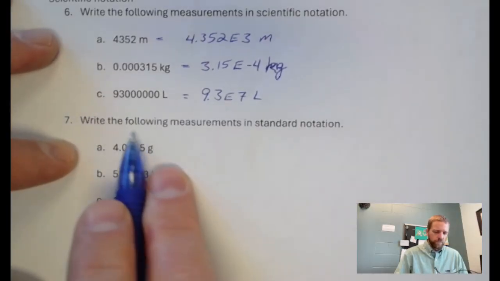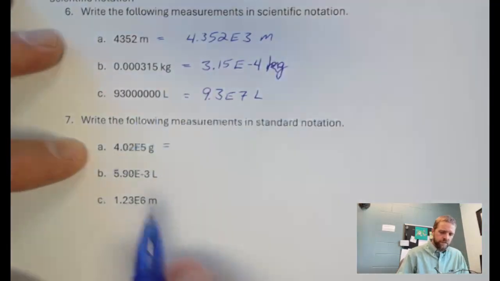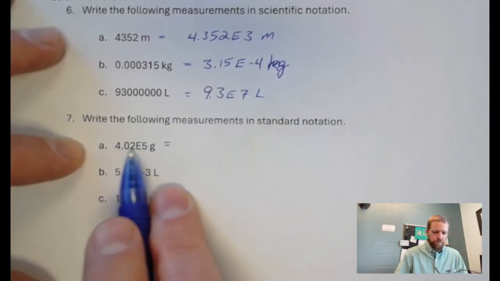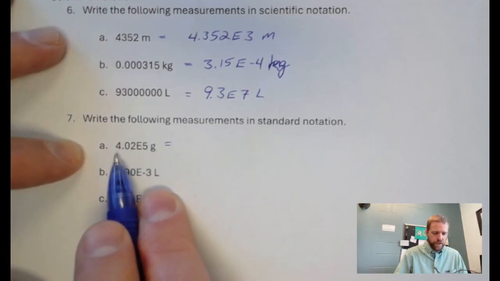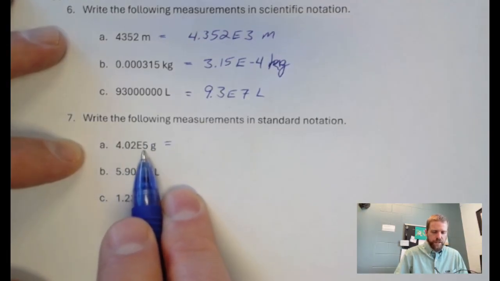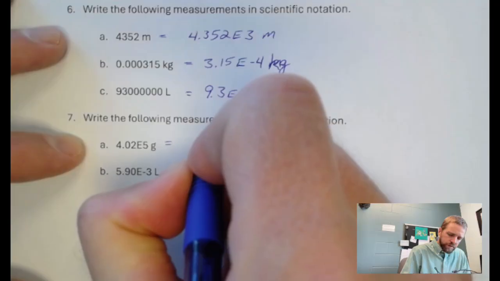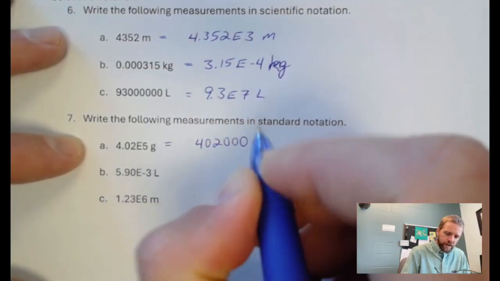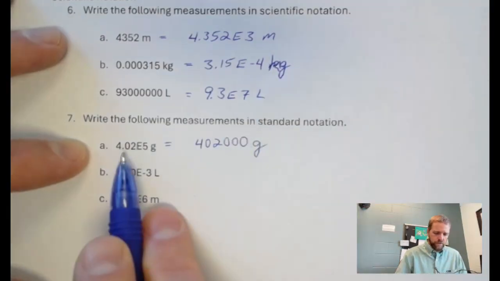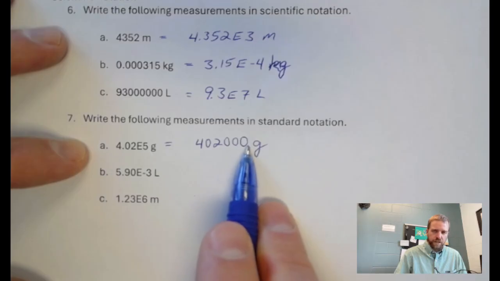All right, so when we're going from scientific notation to standard notation, it's probably a little bit simpler because we're just following the mathematical instructions that are right here. We have the number 4.02, and this E5 tells me I'm going to move the decimal 5 places to the right. So I'm going to write 402, so that's 1, 2, 3, 4, 5. Okay, so notice it was here, and then it goes 1, 2, 3, 4, 5 spaces to the right.